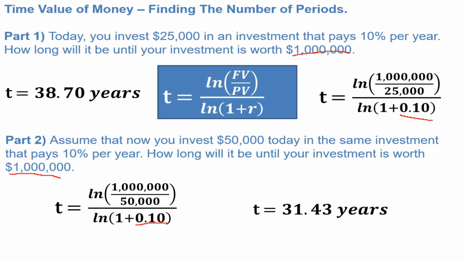Today in part 2, we're investing $50,000. In part 1, we are investing $25,000. So the $50,000 is our present value in part 2, and the $25,000 was the present value in part 1. When you work through the math in part 2, you come up with 31.43 years. Notice how this is less than the answer that we got in part 1. This is because we are investing more today than in part 1 of the problem.